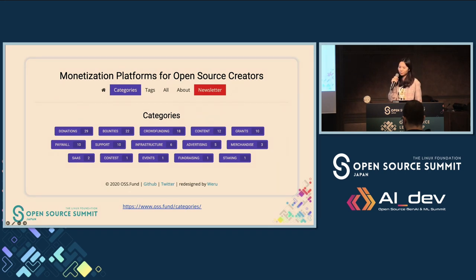In fact, when I was looking for materials, I accidentally found a website named OSS Fund. It has collected various monetization platforms and classified them into different categories. Because I found this website quite late, most of the programs and platforms I mention later are also included in it. As mentioned, I used a coarser classification method, so if you are interested, please visit the OSS Fund platform for more details.